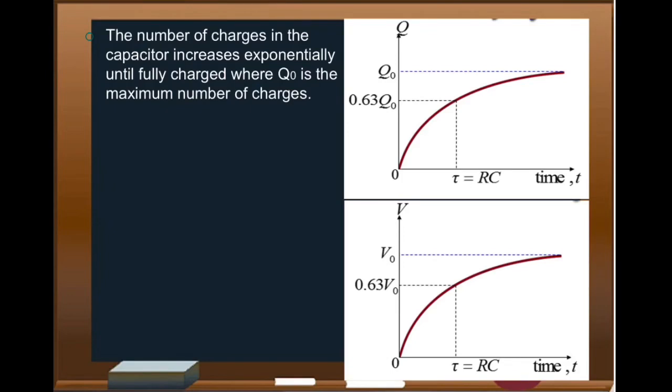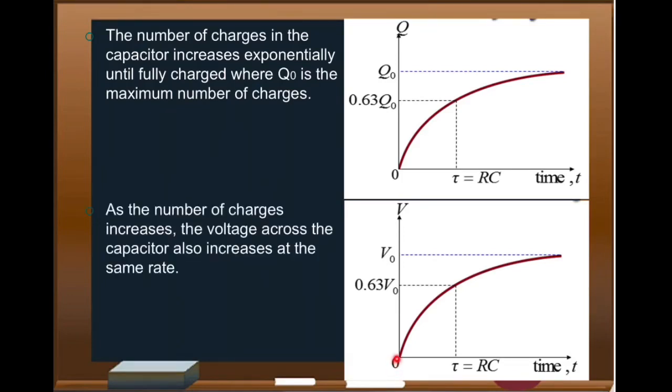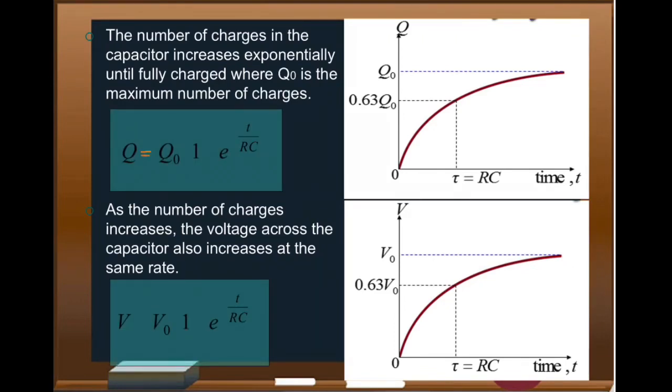And then for the voltage against time, V against T graph, we know that as the number of charges increases, the voltage will also increase exponentially at the same rate. This can be written in the form of an equation. For Q against T, we can write the formula Q is equal to Q0 bracket 1 minus e exponential negative t over RC, where Q0 is the maximum number of charges and Q is the instantaneous charge at a particular time t. And for V against T, we have the formula V is equal to V0 bracket 1 minus exponential negative t over RC, in which V0 is the maximum voltage and V is the instantaneous voltage at a particular time t.